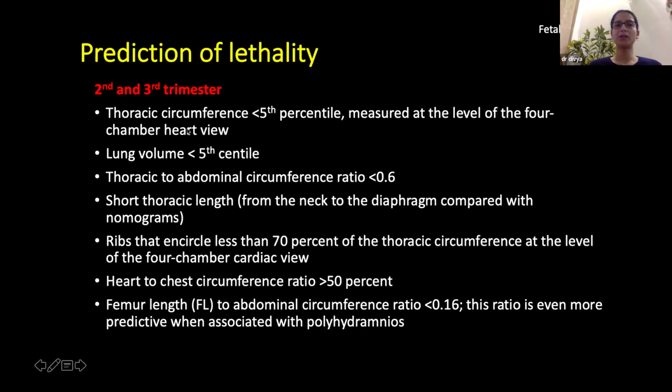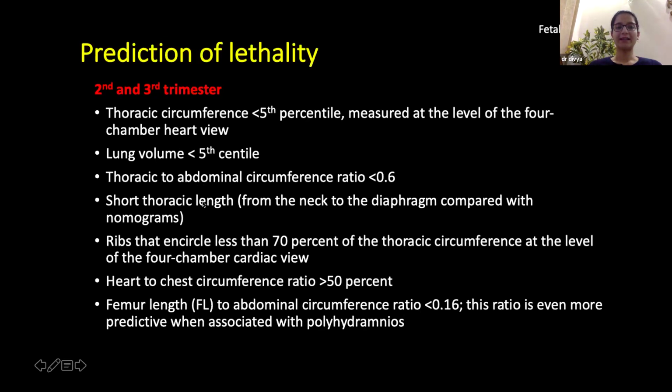So the various points which we can use in our favor include measuring the thoracic circumference, which, if it is less than fifth centile for that period of gestation, measured at the level of the four-chamber view, is suggestive of thoracic hypoplasia or pulmonary hypoplasia. Lung volume is typically measured using 3D ultrasound, and if it is again less than fifth centile for that period of gestation, it would be suggestive of pulmonary hypoplasia. A thoracic circumference to abdominal circumference ratio less than 0.6 is again a predictor of lethality.